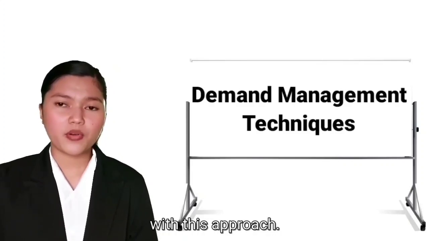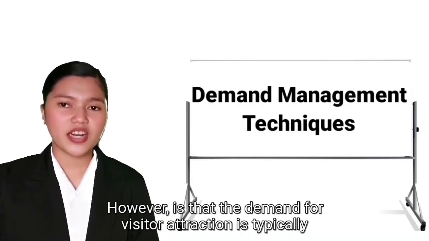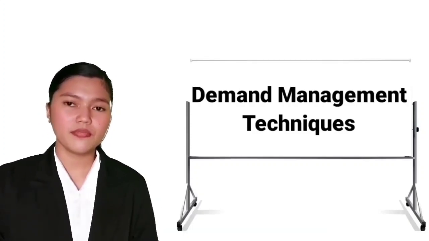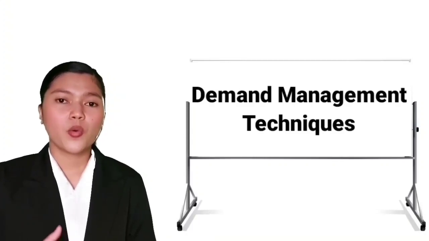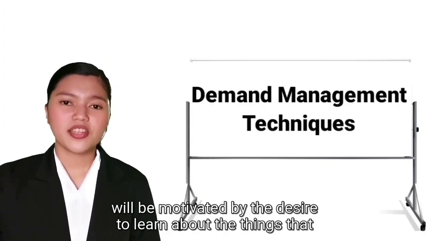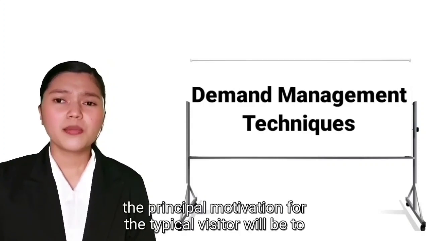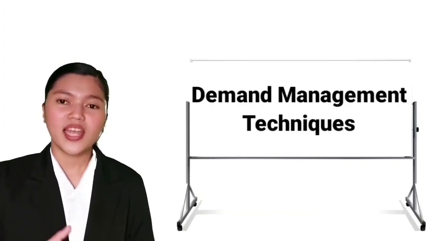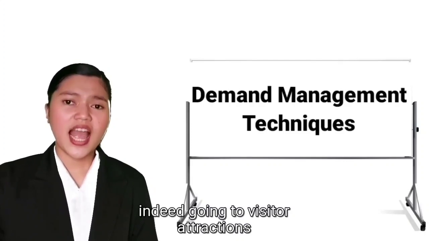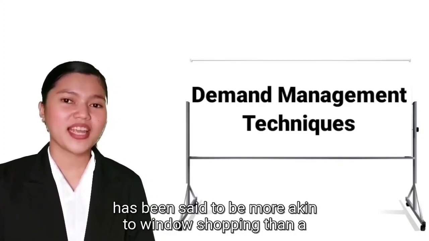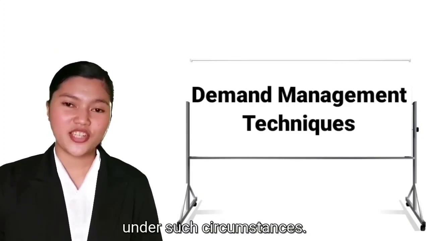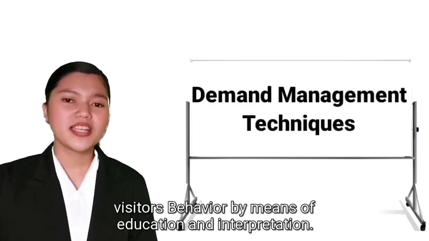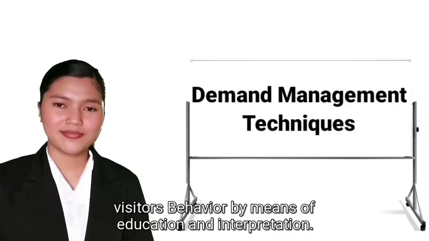The major difficulty with this approach, however, is that the demand for visitor attractions is typically based on recreational rather than educational motivations. While it is true that some visitors will be motivated by the desire to learn about the things that they are coming to see, the principal motivation for the typical visitor will be to relax and to have fun with friends and family. Indeed, going to visitor attractions has been said to be more akin to window shopping than a learning experience. Under such circumstances, it will probably always be difficult to influence visitors' behavior by means of education and interpretation.